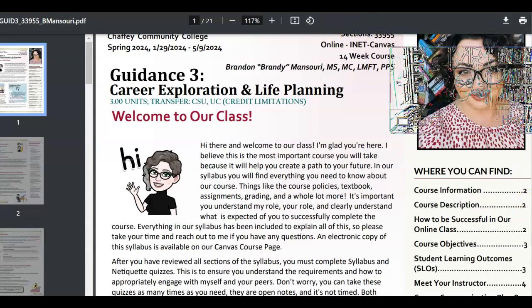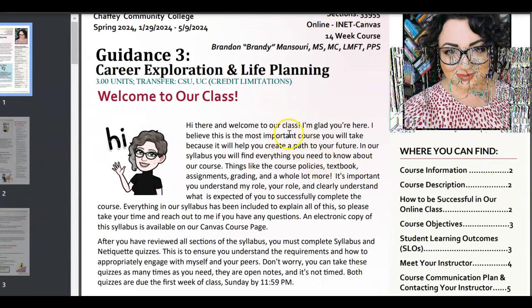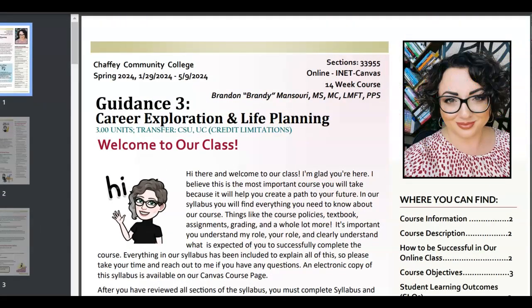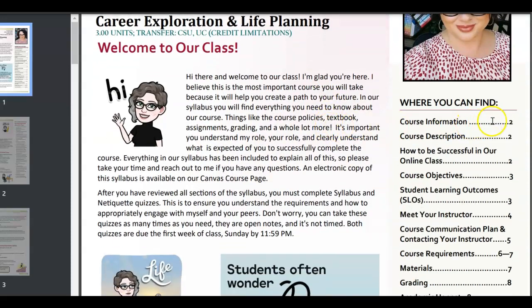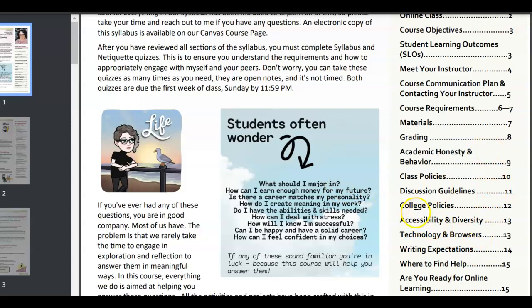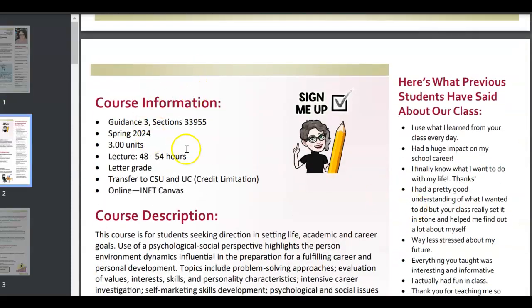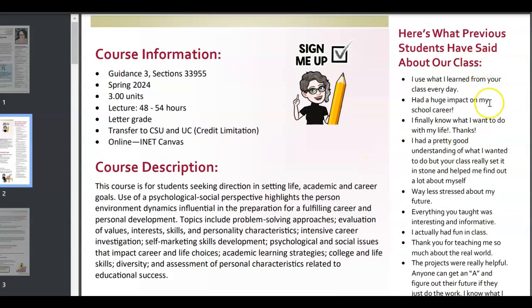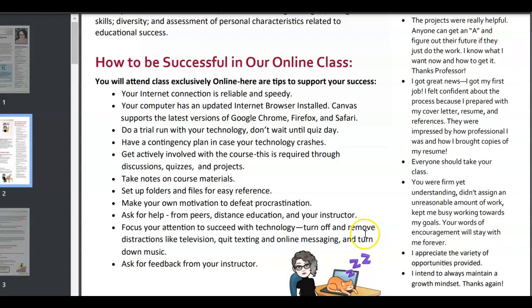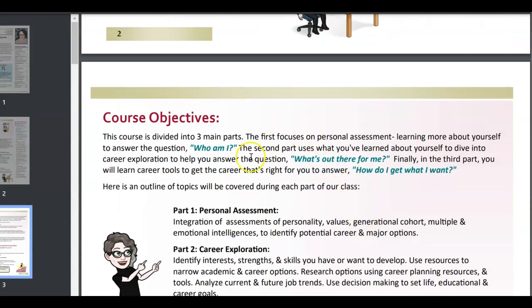Let me try to move this over. Okay, so let me try to move this. Our class information is right here, and there's kind of a table of contents here if you want to skip to certain pages and find things. Our course information is here, things other students have said, our course description, and how to be successful in our online class. Our course objectives.